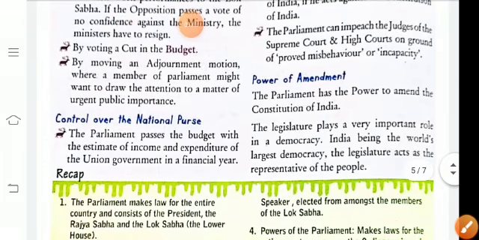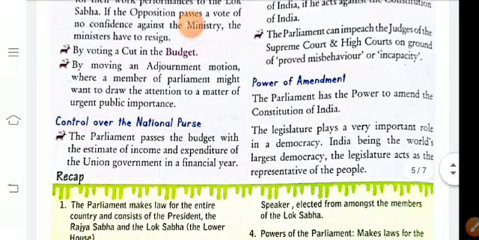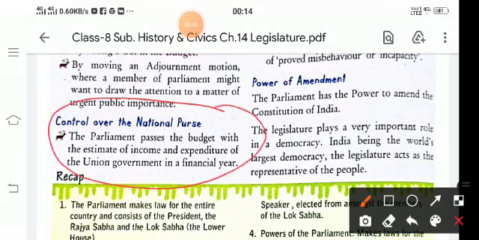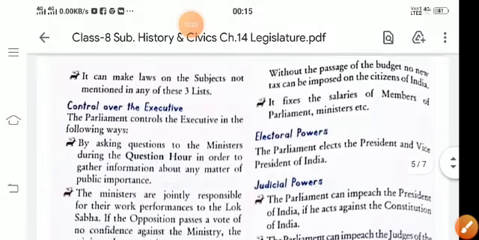The second part of the control is control over the national purse. Now, what is the national purse? That means the budget. The parliament passes the budget with the estimate of income and expenditure of the union government in a financial year. Every year, on 28th of February, we have our union budget, where we get the budget for the financial year: how the income of the country will come, what the expenditures are, all are shown in that financial statement.